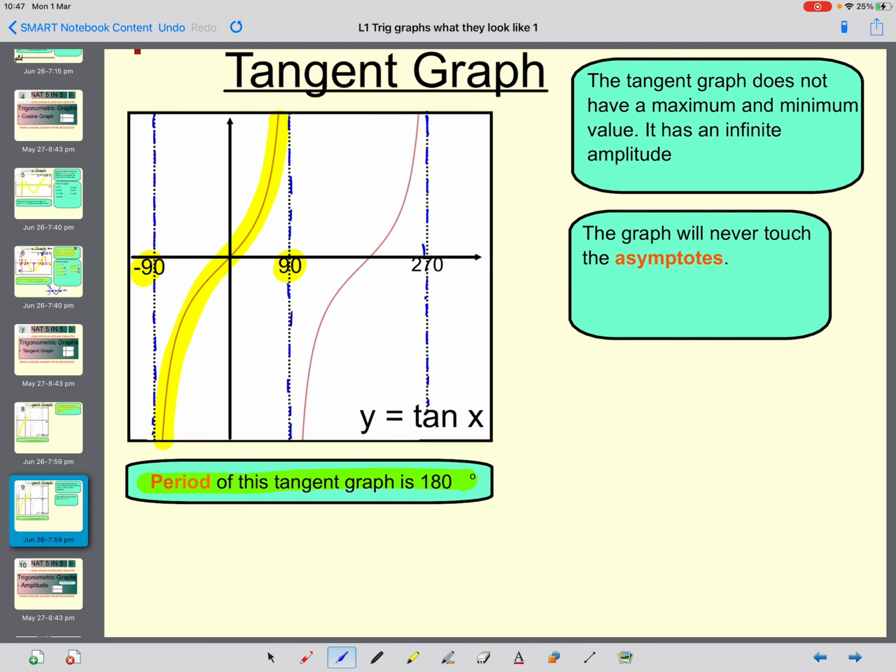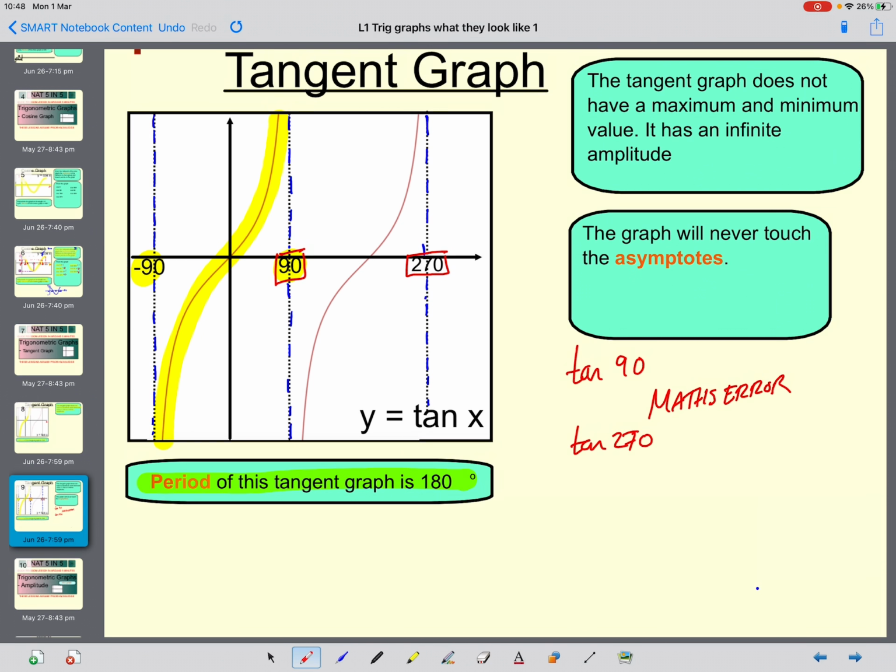So if you try to type into your calculator tan 90, you can see that 90 is on the asymptote. If you type in tan 90, you'll get a maths error. That's because the tan graph doesn't touch it, so you can't get an output, you can't get a value there. And it would be the same for tan 270. So again, here's 270 on an asymptote. Tan 270, you would also get a maths error.